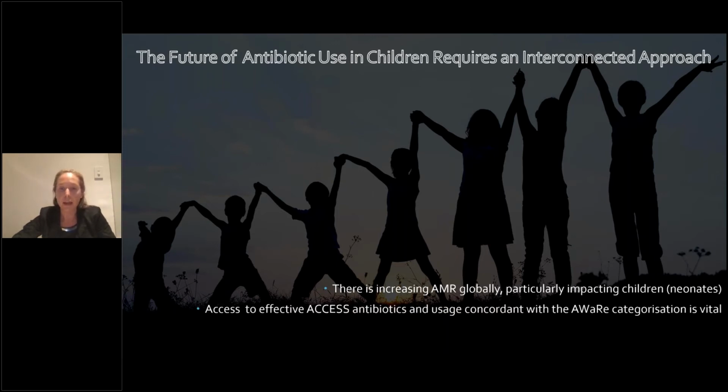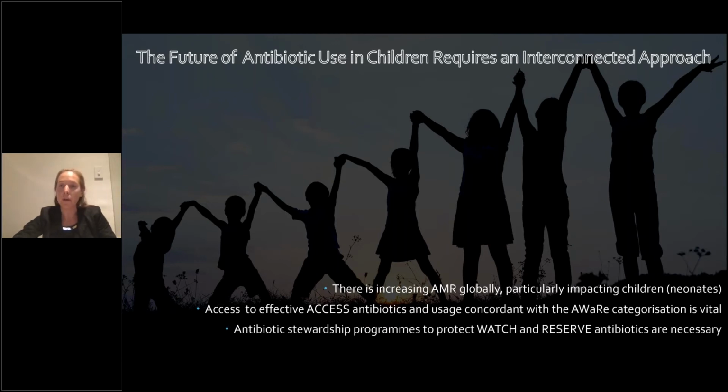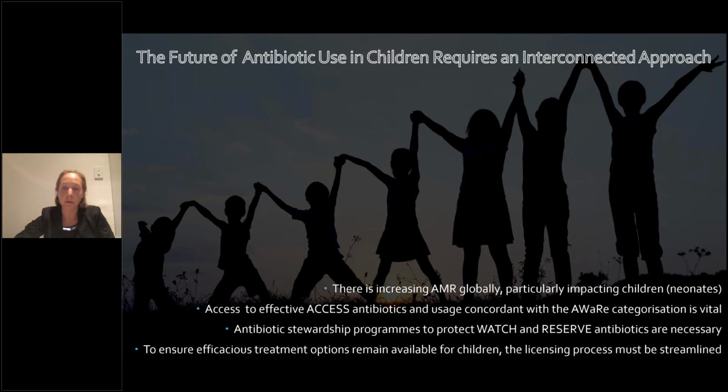We know that AMR is particularly impacting children, and neonates by far and away are the age group that are most highly impacted by the emergence of antimicrobial resistance. And we know that we need access to effective access antibiotics and usage in all health settings concordant with the access, reserve and watch categorisation is vital for us to stop further antimicrobial resistance emerging in children. So it's important that where we can have them, antibiotic stewardship programs are put in place to try and protect the watch and reserve categories of antimicrobials that we have.